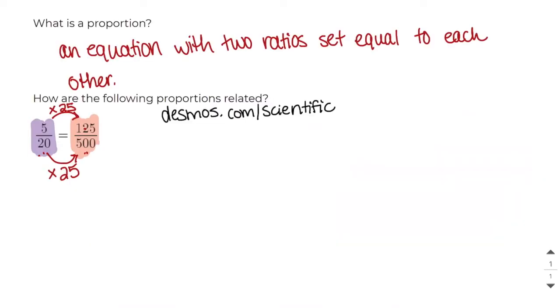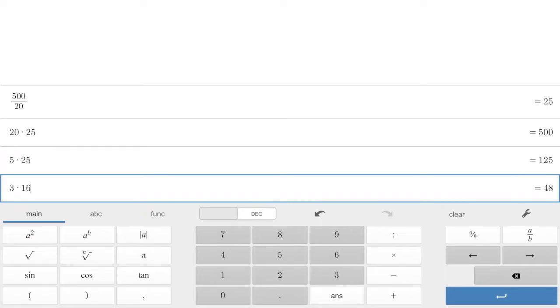So how are these ratios related? This one right here has a factor of 25. We're multiplying by 25. Let's do this one right here. This is a proportion because our two ratios set equal to each other are 1 to 3 as my first ratio, and 16 to 48 as my second ratio. To go from 3 to 48, I would have to multiply by 16. Let's double check: 3 times 16 is 48.